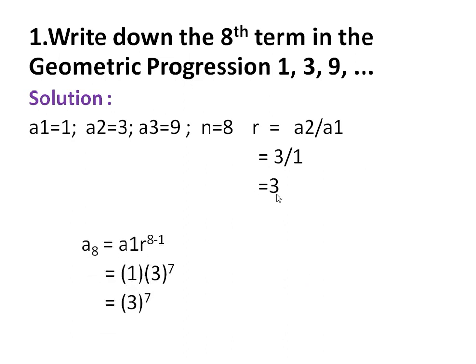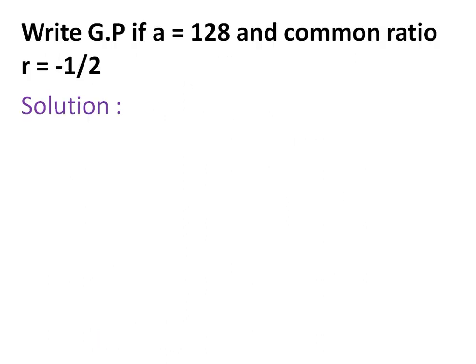You see here A8 is equal to A1 R power 8 minus 1. Previously we have seen the formula. You apply it here: 1 into R, which is 3, to the power 8 minus 1, which is 7. So 3 power 7. The answer is A8 is equal to 2187. Very simple, but you should know the formula for this usage. Now you see the next problem.